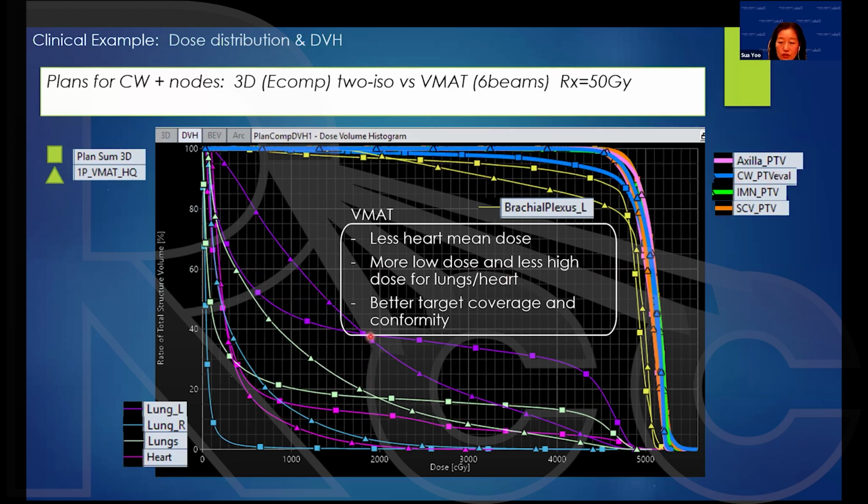Lung dose V20 for VMAT is usually lower than 3D, but V5 is a lot higher. And that's the same for the contralateral lung as well. And so total lung gets worse for the low dose area. High dose area might be a little bit better. Plexus, we can control better with VMAT. So that's the benefit of the VMAT.